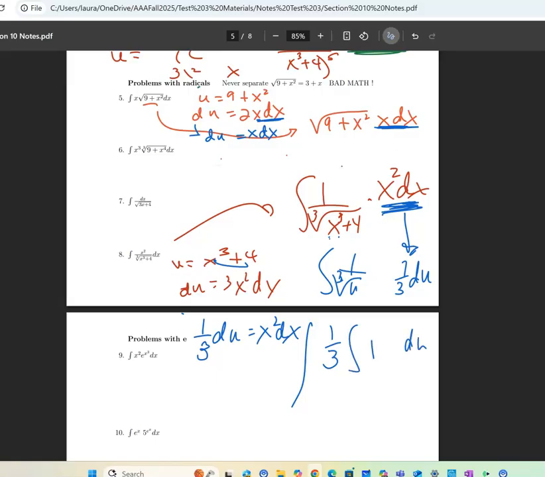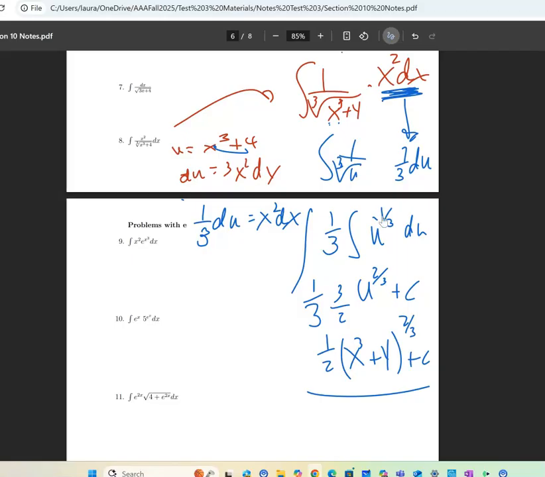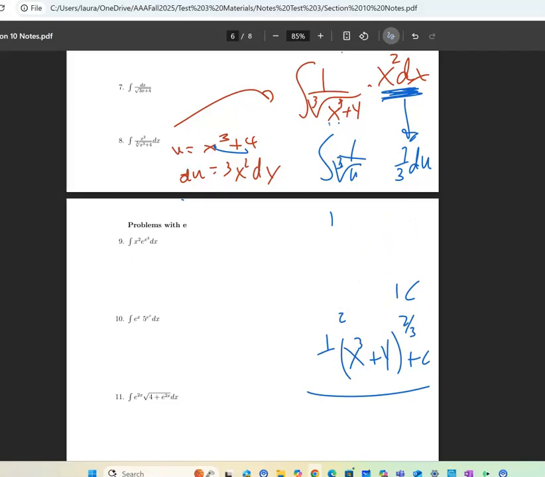And this can be rewritten as u to the negative 1/3. So then I take the antiderivative, which means add 1 to the exponent. So I'd get u to the 2/3 times 3/2. So I get 1/2 to the 2/3. So then I put the x's back in, x cubed plus 4. There it is. Okay, so if I'm going to do problems with e, inside the e is a good choice for the u.